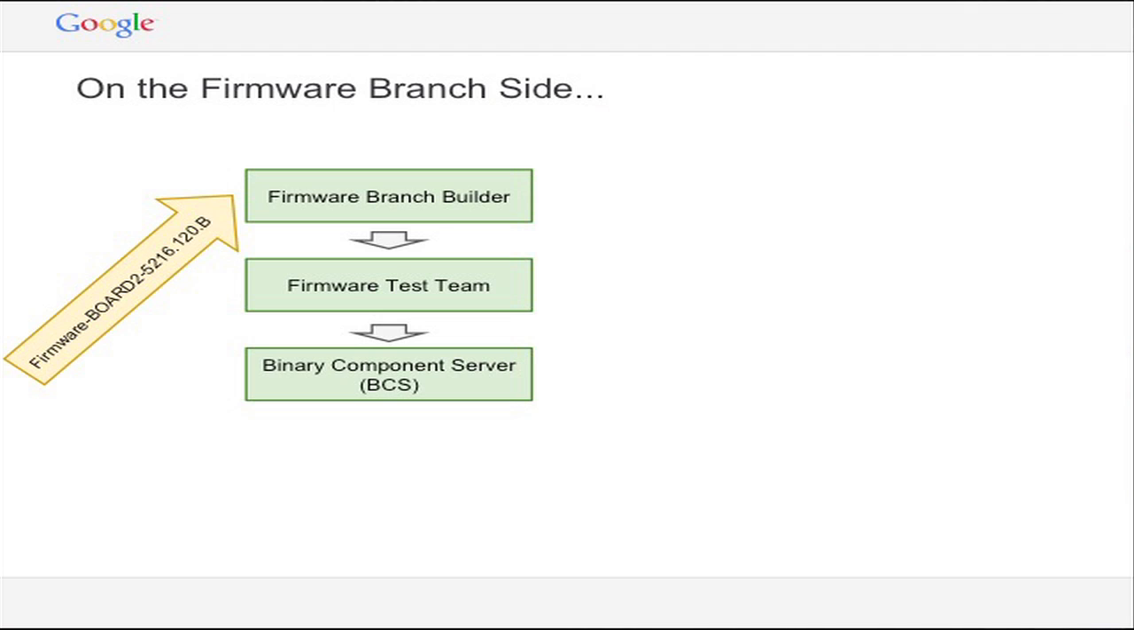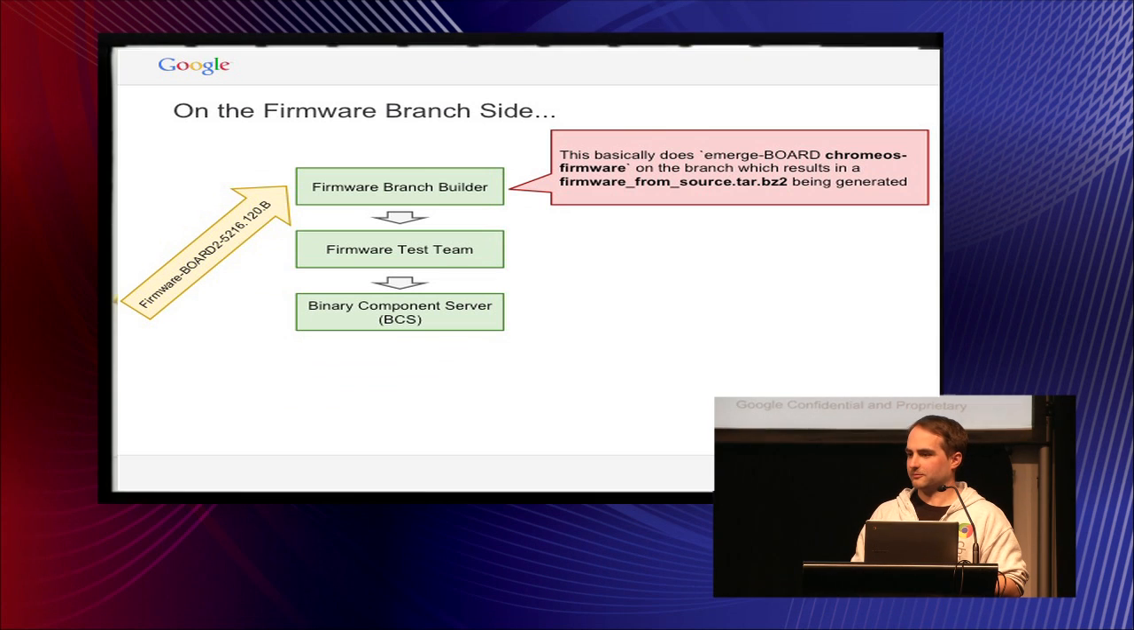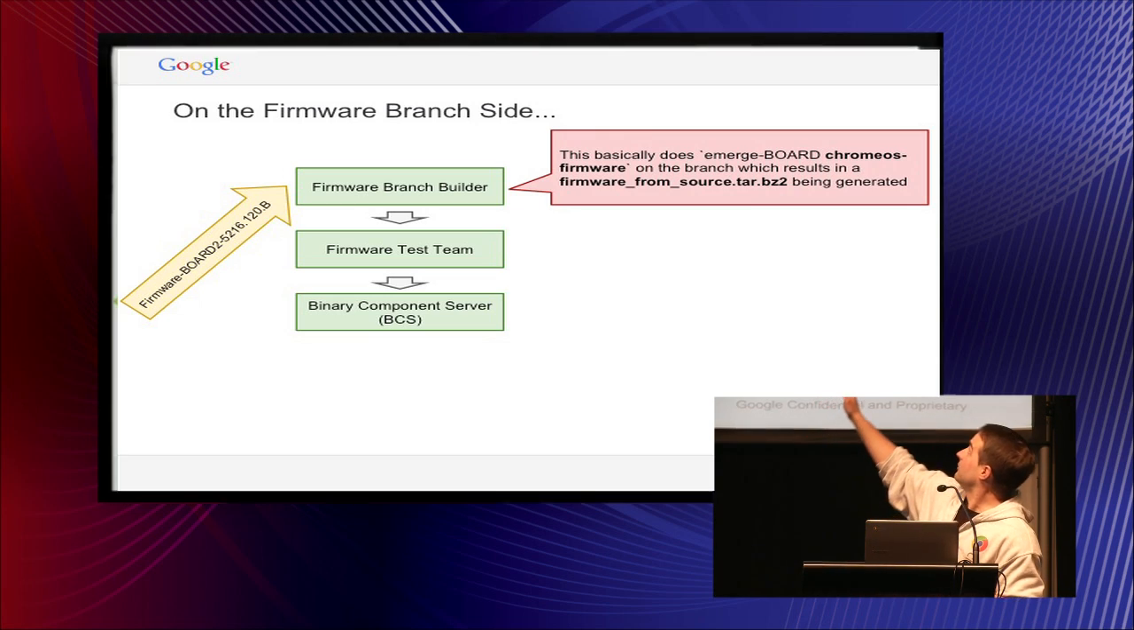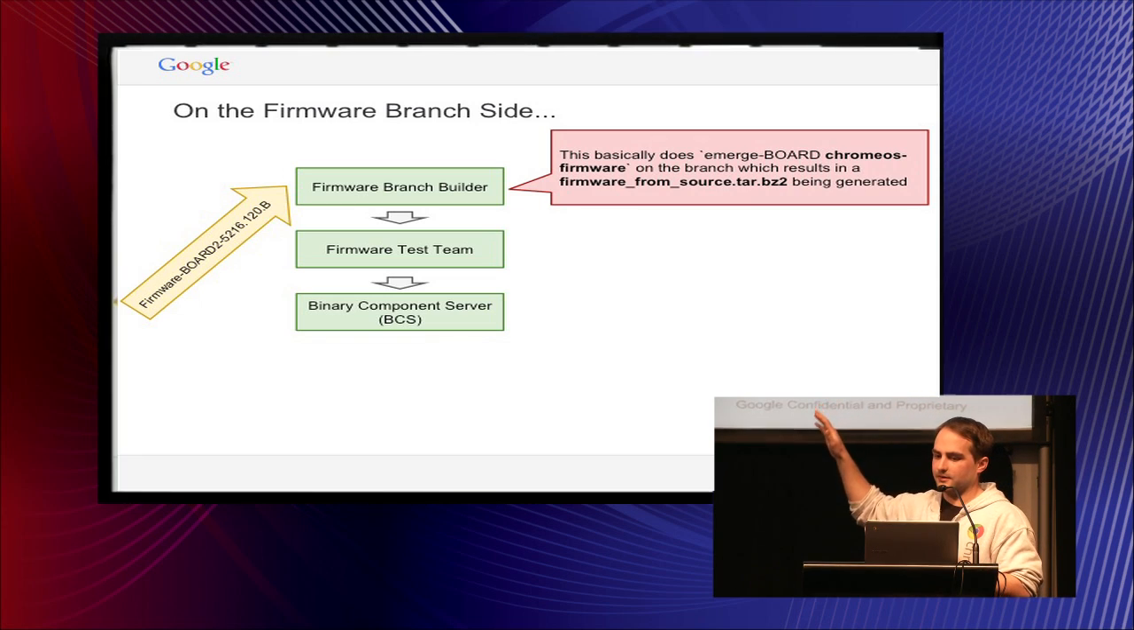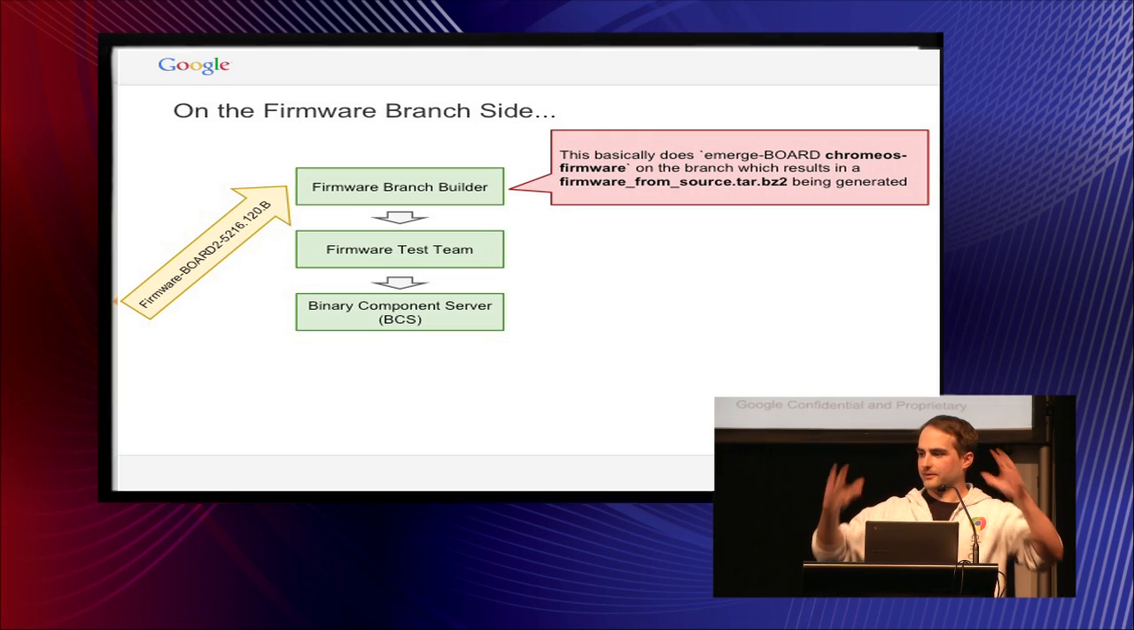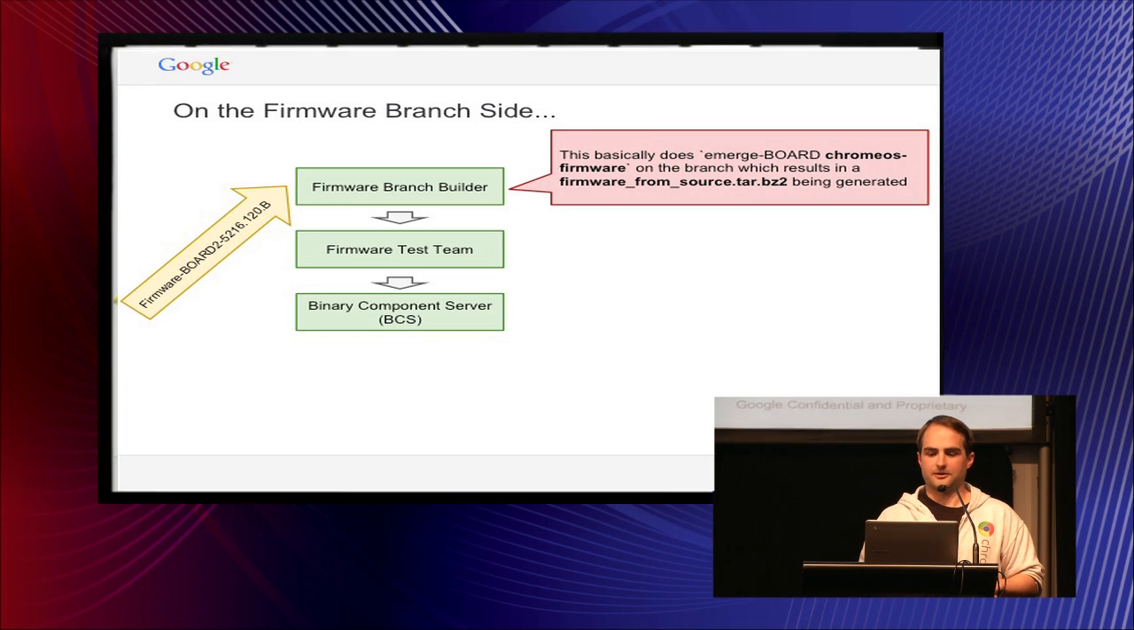So the first thing that we want to look at is the firmware branch builder. So assuming we've put all the stuff we need to into the branch, and we're ready to build a firmware, all we need to do is have the builder run and do its thing. What the builder will basically do is run emerge, the name of the board, chromeos-firmware. This is actually a virtual that will pull in all the other pieces underneath of it to make a firmware binary, or actually a set of firmware binaries, including both the firmware for the AP and the EC, and throw it in a firmware_from_source.tar.bz2.